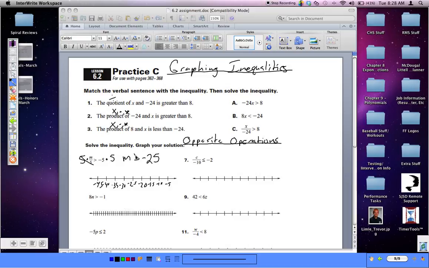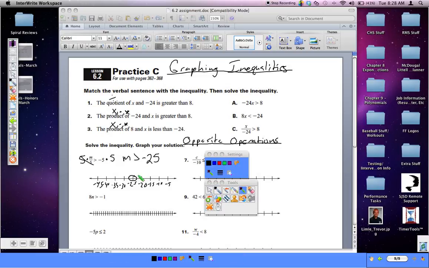Okay? That's going to leave an open dot because this is not equal to on the negative 25. And because we need the larger numbers for our variable, m is greater than, that will shade this to the right. So here's our shading. And we're going to highlight that arrow saying this would go on forever and ever and ever.